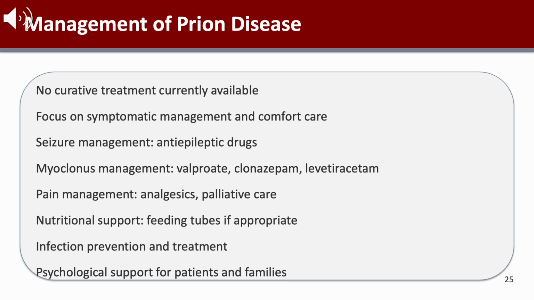Nutritional support should be considered, though the decision to place feeding tubes must be individualized based on the patient's wishes and prognosis. Infections should be prevented and treated promptly. Psychological support for patients and families is crucial as the diagnosis of a rapidly fatal neurodegenerative disease carries significant emotional burden. Palliative care principles should be integrated throughout the disease course.